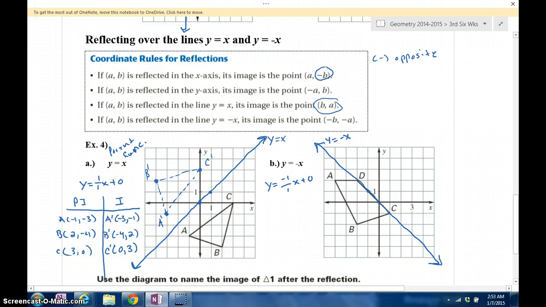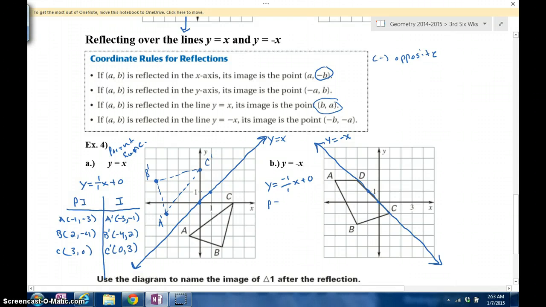Alright, so we're going to reflect about this. Two things to note here. D and C. If you notice, D and C is on the line of reflection, so you can't go zero distance the other direction. So D and C are going to be the same coordinates as D prime and C prime. Alright, so the only two coordinates we have to worry about is A and B.